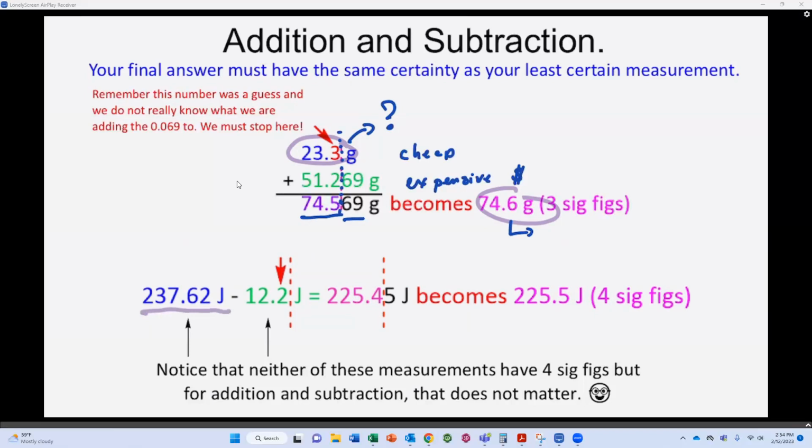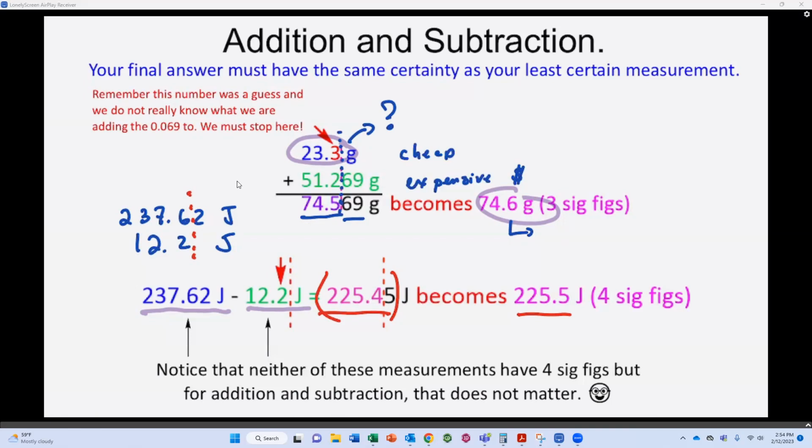Okay, so again, I have 237.62 joules. I'm going to subtract 12.2 joules. And if I set this up like I did the previous example, I have 237.62 joules, 12.2 joules. This is where my certainty ends. This is the value that I get. But I have to end where my certainty does. Okay. And so for this particular answer, I'm going to get 225.5 joules.